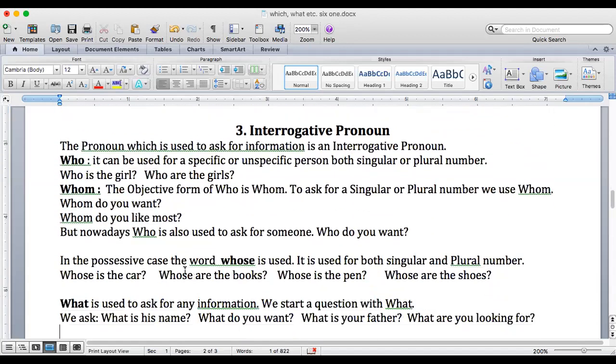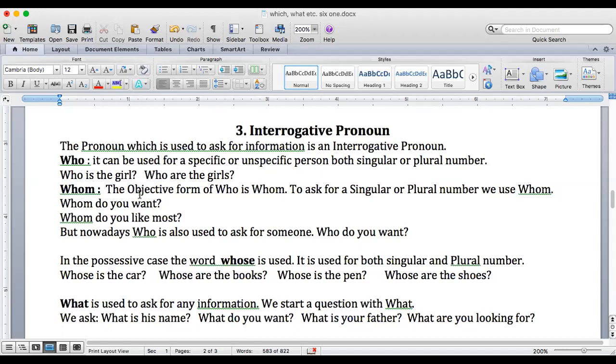Interrogative pronoun, remember, to ask for information is an interrogative form. So the pronoun which asks a question is called an interrogative pronoun. Who can be used for a specific someone or unspecific, both singular or plural. Who is the girl or who are the girls? Who wants something? Who is going there? You can ask so many questions with who to ask for information.